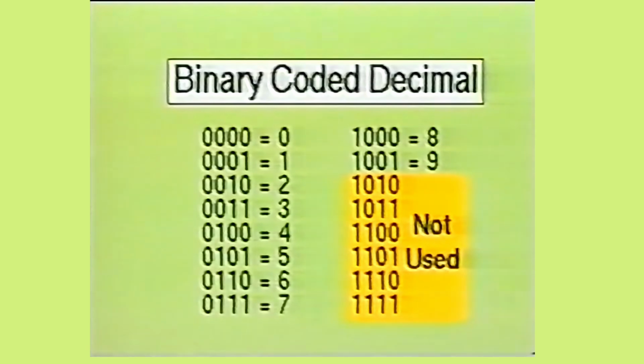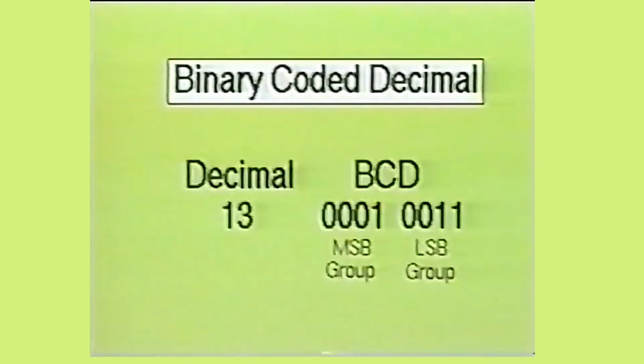However, in the BCD system, the 4-bit digit groups for 10 through 15 are not used. For example, to code the decimal number 13 using the BCD code, the digits 1 and 3 are coded separately. Thus, 13 becomes 0001 in one group and 0011 in the least significant bit group. There are a wide variety of binary-coded decimal systems, but the most widely used of these systems is the 8421 BCD code.